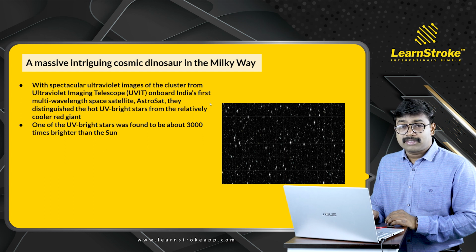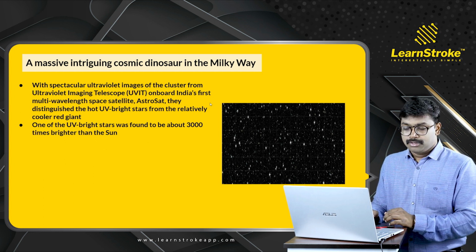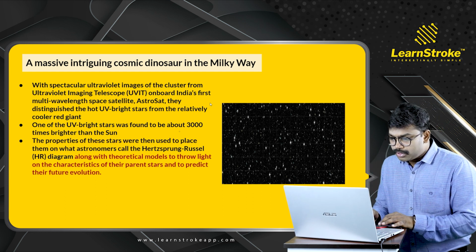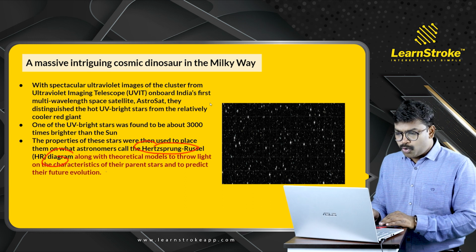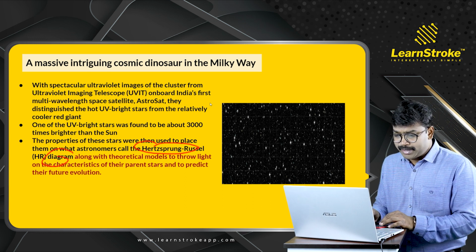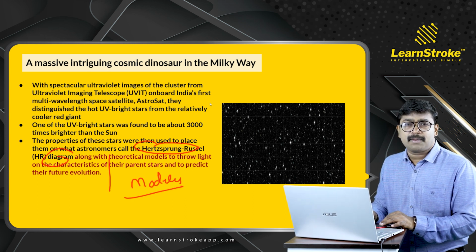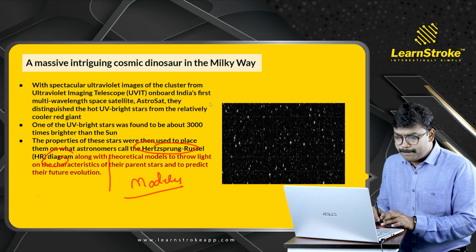And there are some stars even which are 3000 times brighter than the sun. Very interesting to note that. And what do you mean by the Hertzsprung-Russell diagram? It is actually a process, and there are many other techniques. So what is the basic process which tries to explain this? The basic process is there are many theoretical models, and the Hertzsprung-Russell diagram is actually one of the models which studies the characteristics of a parent star.